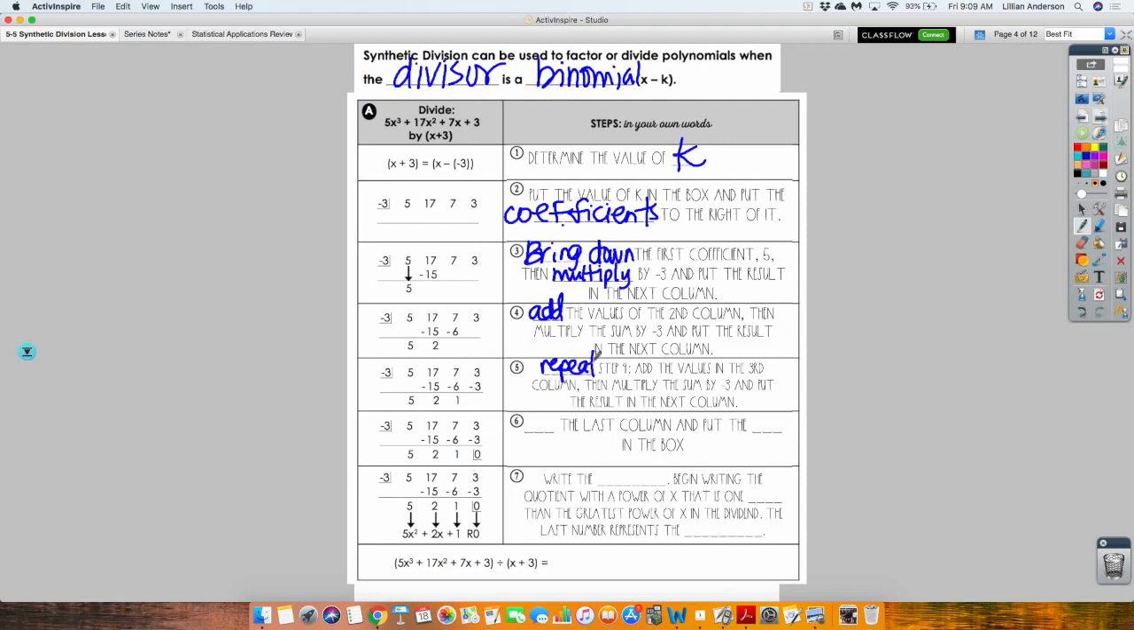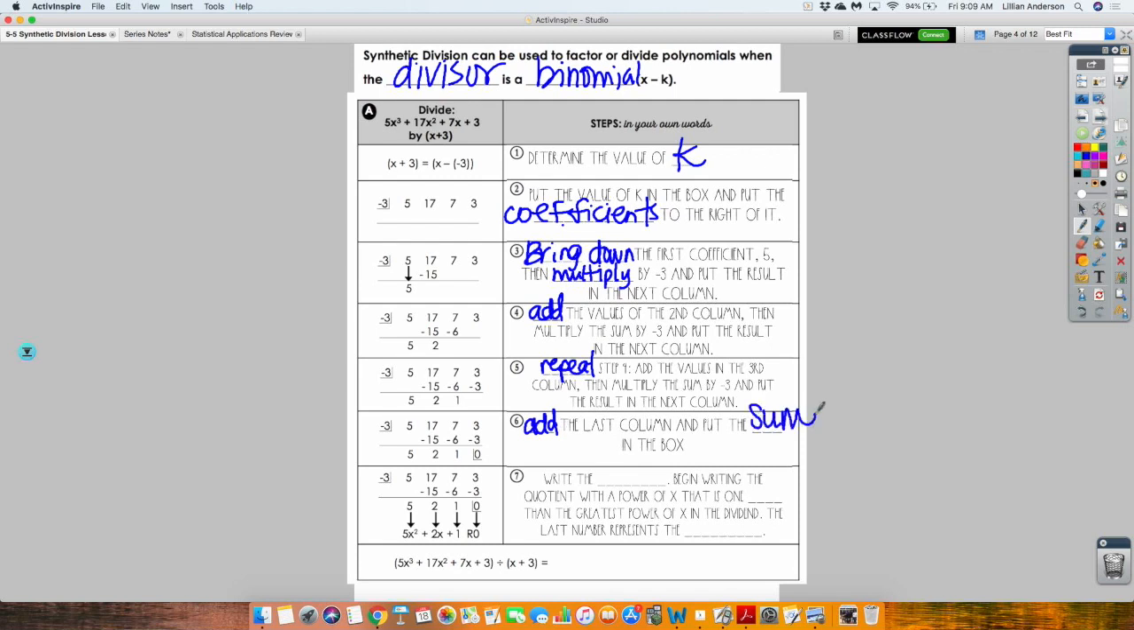So you're going to multiply 2 by negative 3 to get negative 6. You're going to do 7 plus negative 6, which gets 1. And then you're going to multiply 1 by negative 3, which gives you negative 3. So that's going to go in the last column. And then you're going to add those up together. And 3 minus 3 is 0. You add that last column and put the sum of that number in the last box.